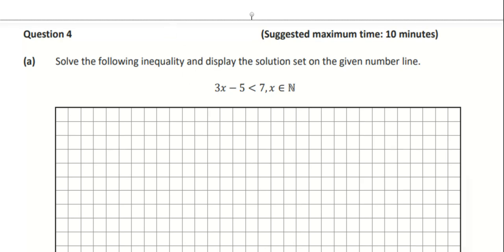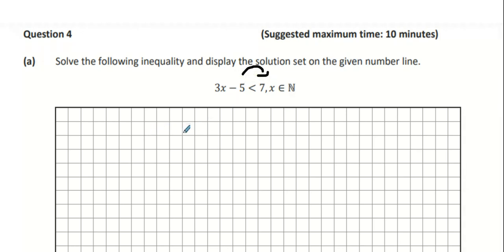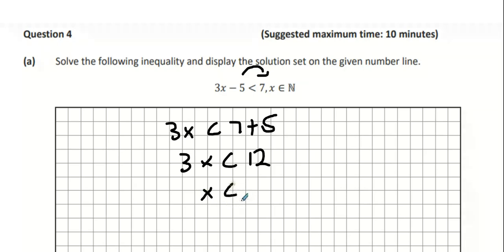So solve the following inequality and display the solution set on the given number line. So you bring the 5 over the other side and you get 3x less than 7 plus 5. That's 3x less than 7 plus 5 is 3x less than 12. Divide both sides by 3. 12 divided by 3. X is smaller than 4.